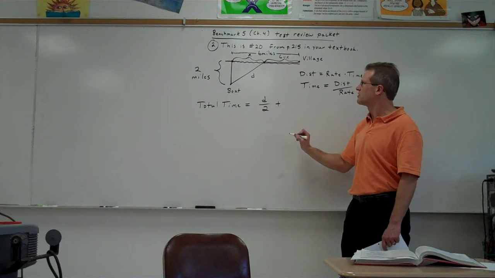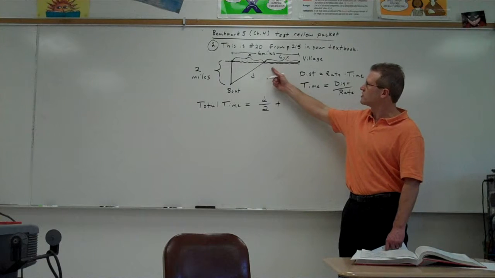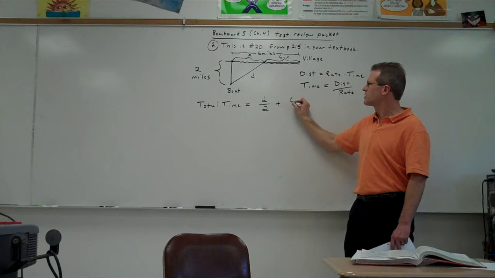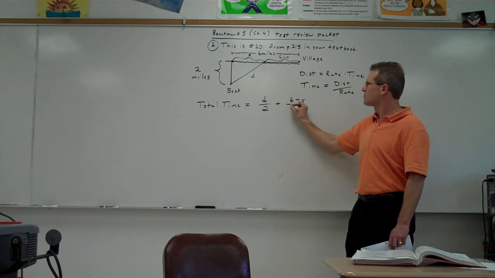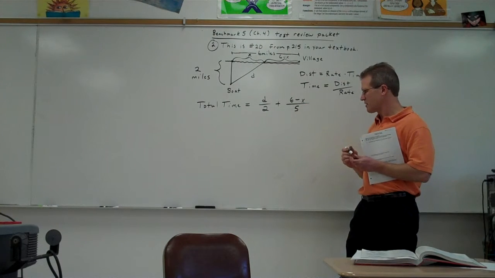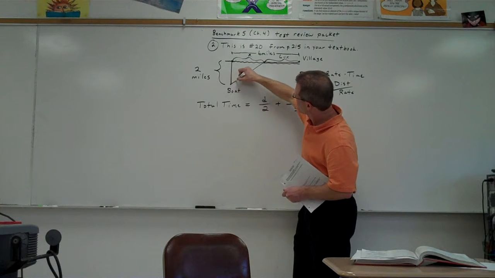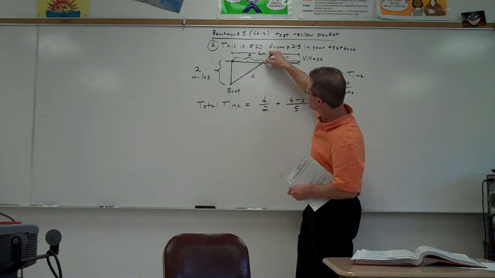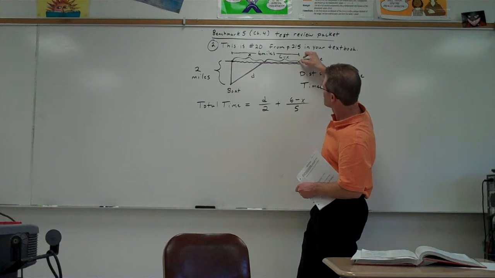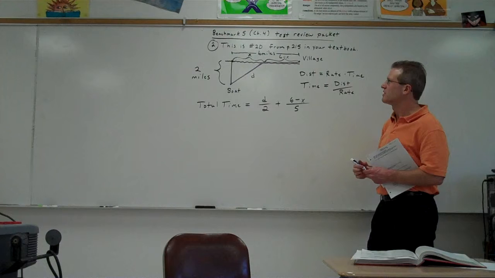Plus, let's add on her time walking along the beach, along the shore. Well, her distance along the shore is 6 minus X that she's going to walk. How fast can she walk? 5 miles per hour, right. Let me make sure I'm clear on what I'm saying. She's going to row here, then walk here. So she'll never actually walk this distance of X here. But X is what we're trying to find.